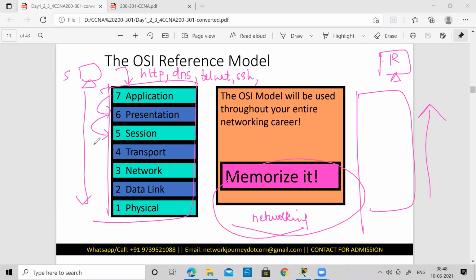Simplex is something which we no longer use, because simplex means you can just send or you can just receive. There are no two channels for sending and receiving. One example is a radio, where you just tune to one frequency, you listen to that particular frequency, and somebody is broadcasting. So that is a simplex approach. Then we have a half duplex approach and a full duplex approach.